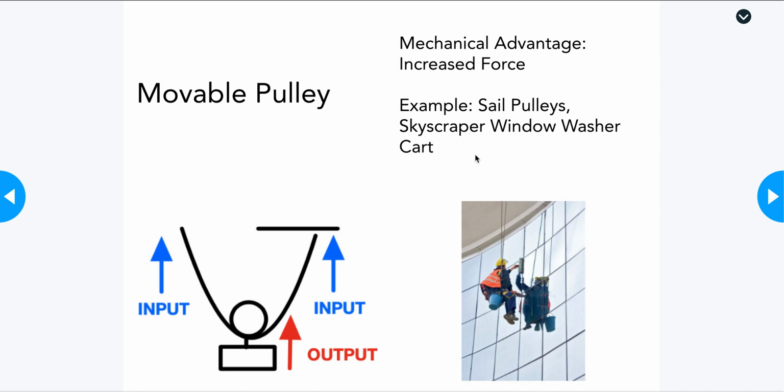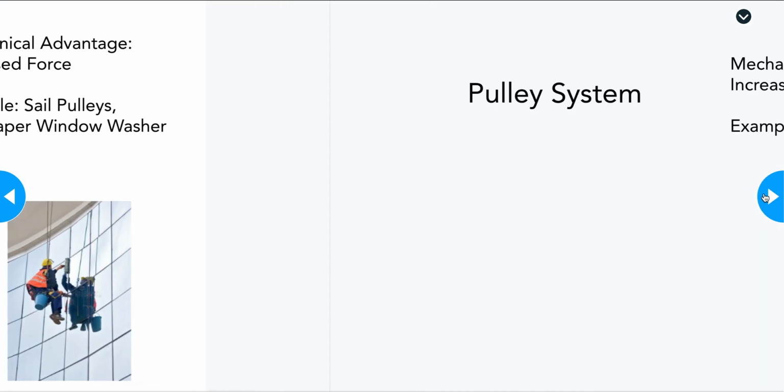A skyscraper window washer cart works very much the same way, where one of the pieces of the pulley is attached to the top of the building, and then the pulley itself is down here on the cart, and the person can pull and raise themselves up the building slowly, but with a lot of force.